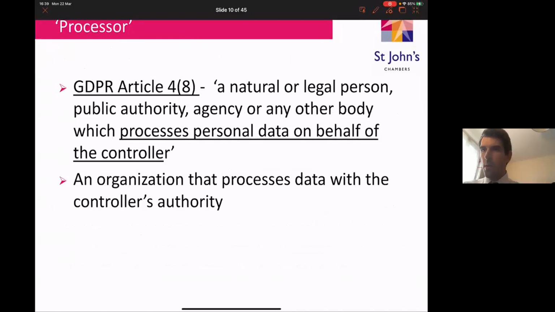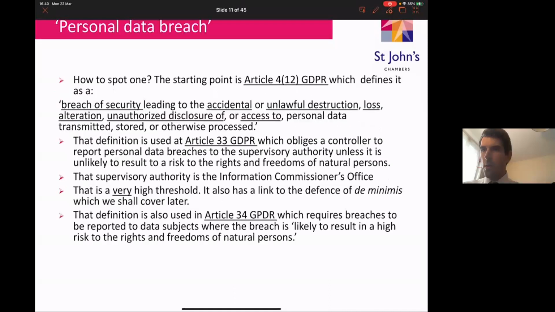Processor, again, an important definition, but for the purposes of the focus of this talk today, we're going to be looking at what controllers do or don't do and how claimants will allege that that is in breach of the data protection principles or is another kind of unlawful processing. But it's important to remember what processors are, because you may well be dealing with controller clients who have processing partners who process data on behalf of the controller, typically by an agreement and typically with authority. So that's important to think about, and that's all Article 4.8 of the GDPR.